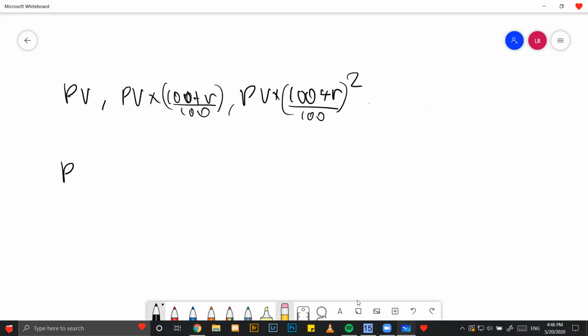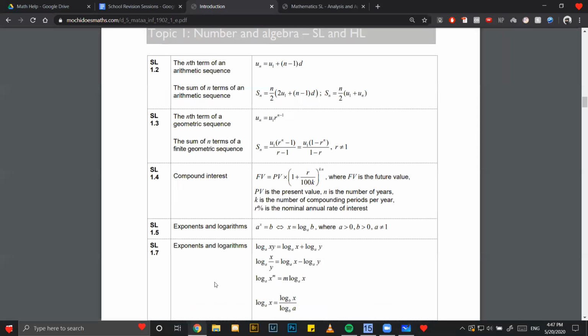Essentially, after 1 year, you're going to end up with PV times 1 plus R over 100, to the power of K, which is 12. To the power of K, that's how many times you have to do that. And you can see it's kind of looking a little bit like the formula now. You have a K over there.